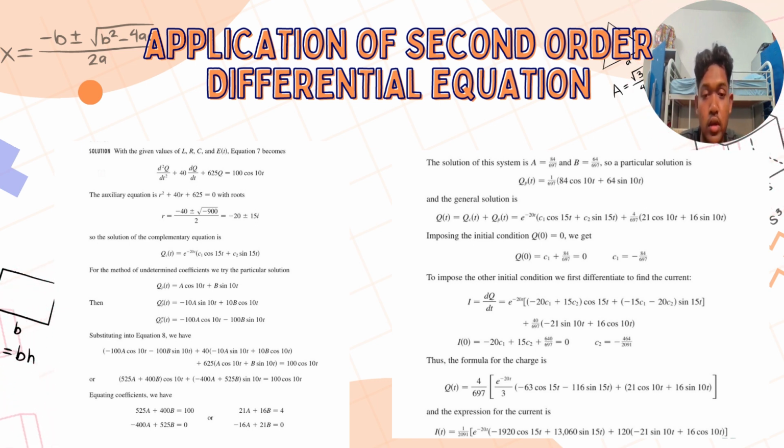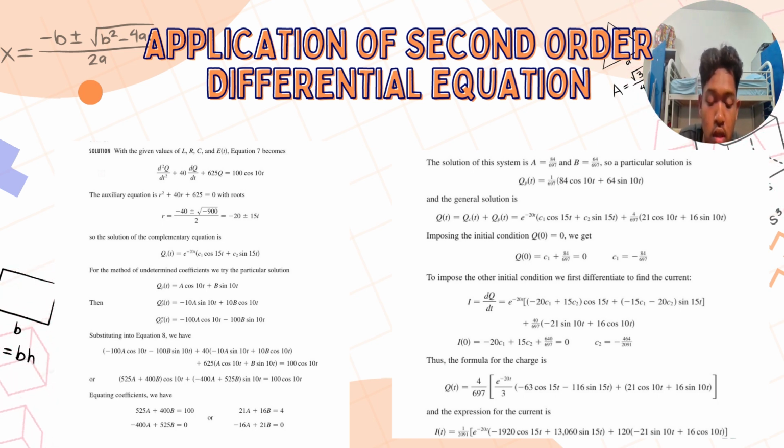And on the right is the solution of the system: A equals 84/697 and B equals 64/697. So a particular solution is q_p equals 1 over 697 times (84 cos 10t plus 64 sin 10t).